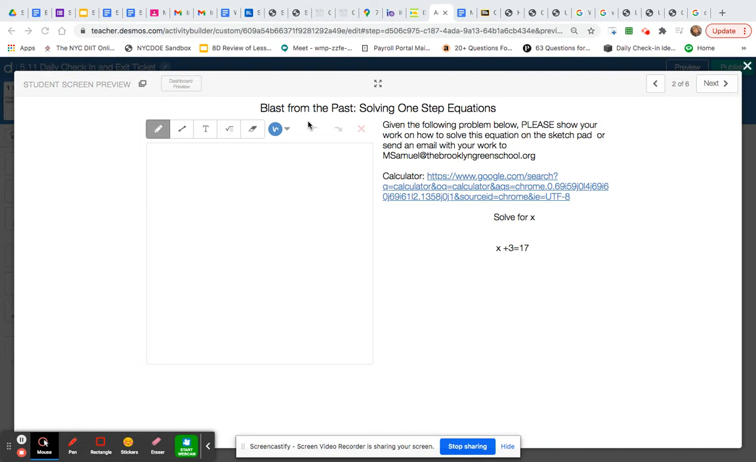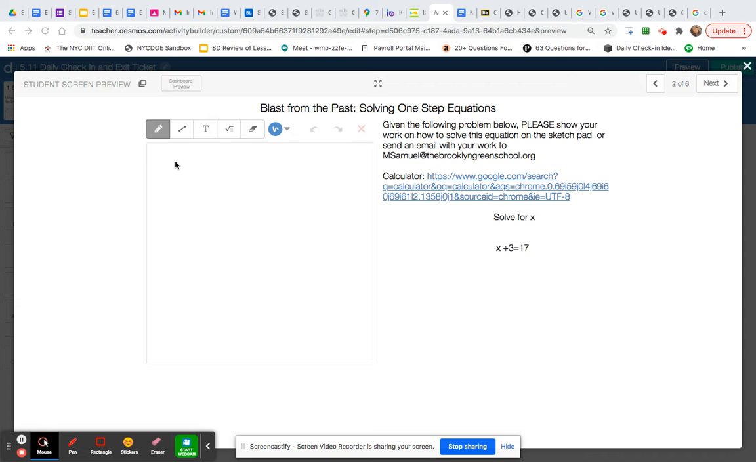Okay, everyone. So our blast from the past for today is solving one-step equations. It says, given the following problem below, please show your work on how to solve this equation on the sketchpad, or you could send an email. And a calculator was also provided.